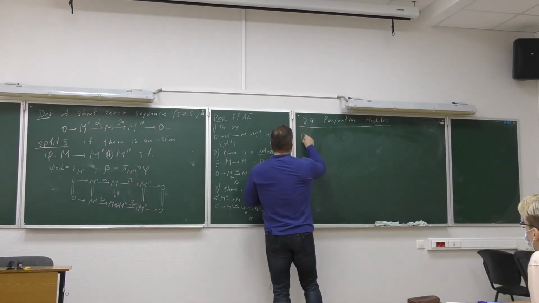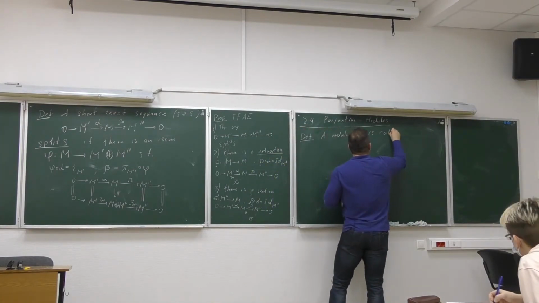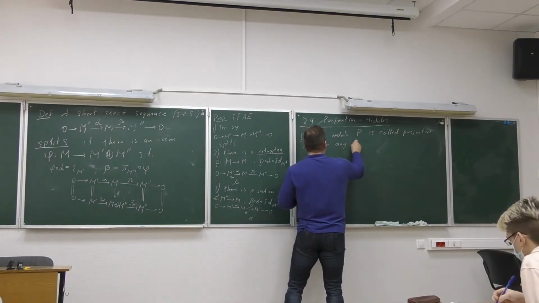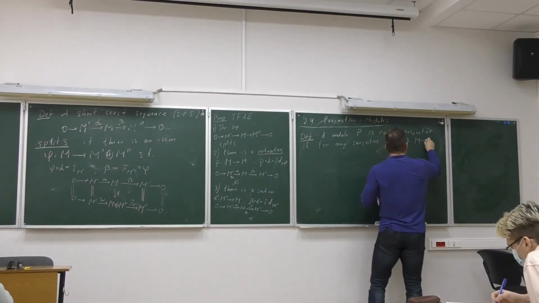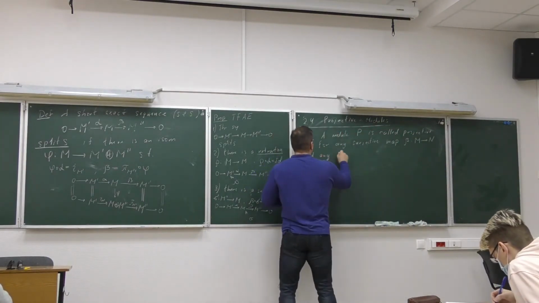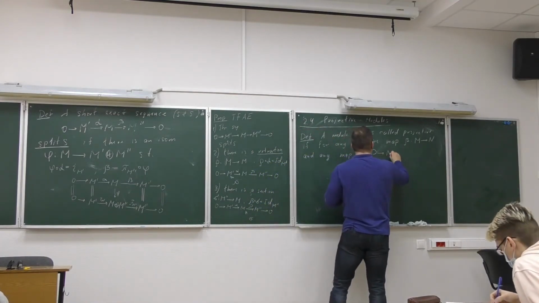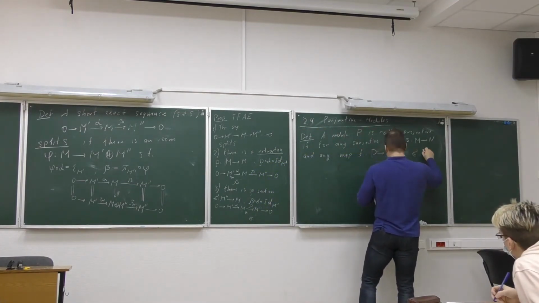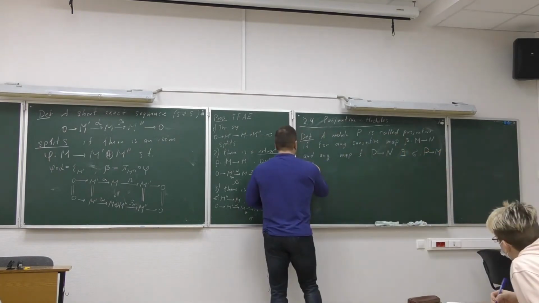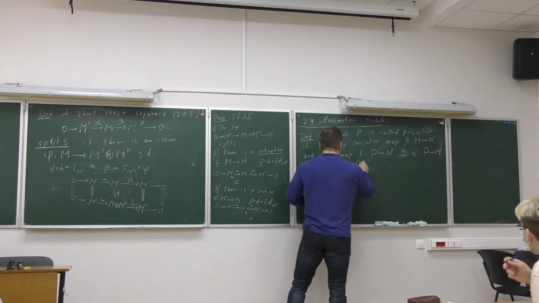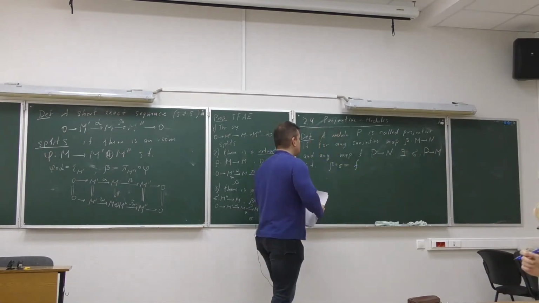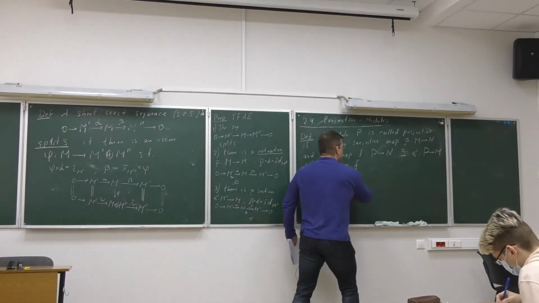So first definition, a module is called projective if for any surjective map of modules, of course, beta from m to n, and any map f from p to n, there is a map sigma from p to m, such that the composition of beta and sigma is equal to the map f. So again, it's much easier to remember and present everything in terms of diagrams.